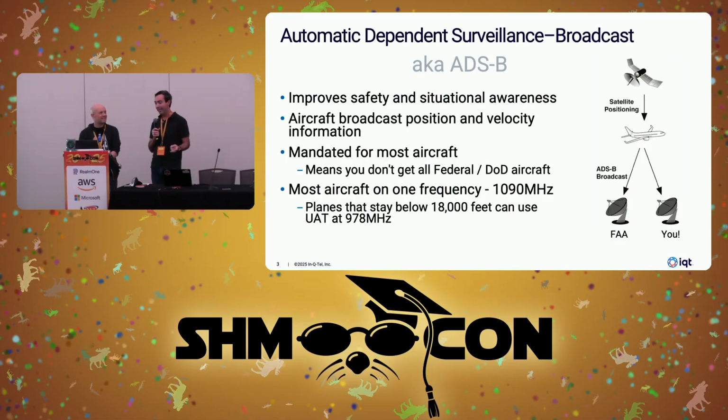And then the last thing is there are 2 frequencies. 1090 megahertz is the global standard. And in the US, any aircraft below 18,000 feet can also broadcast on a different frequency at 978 megahertz. So to get all aircraft in America, you need two radios to receive.